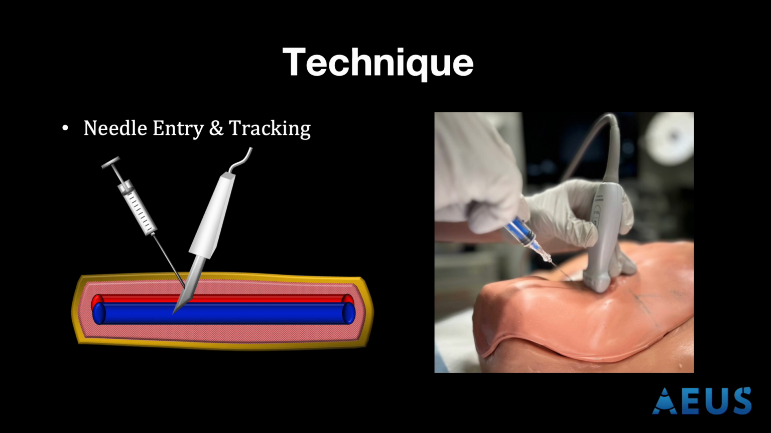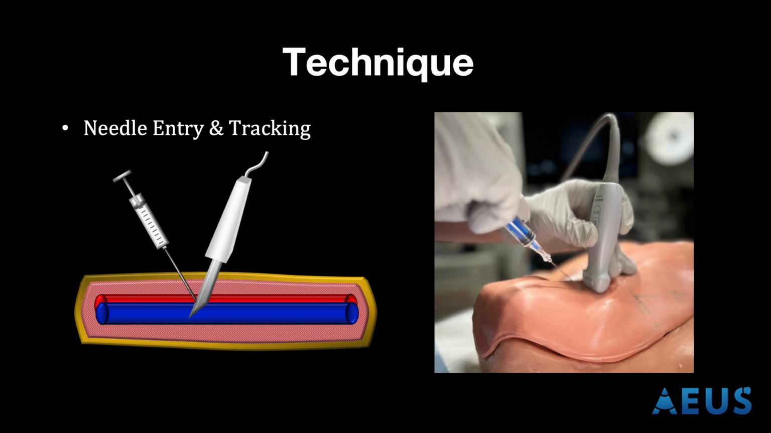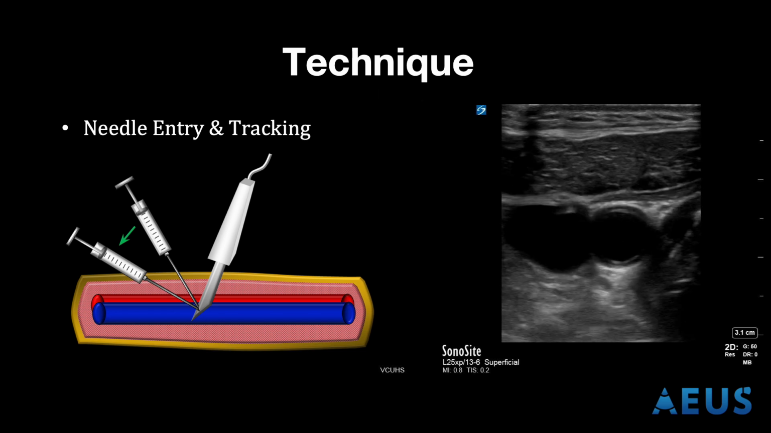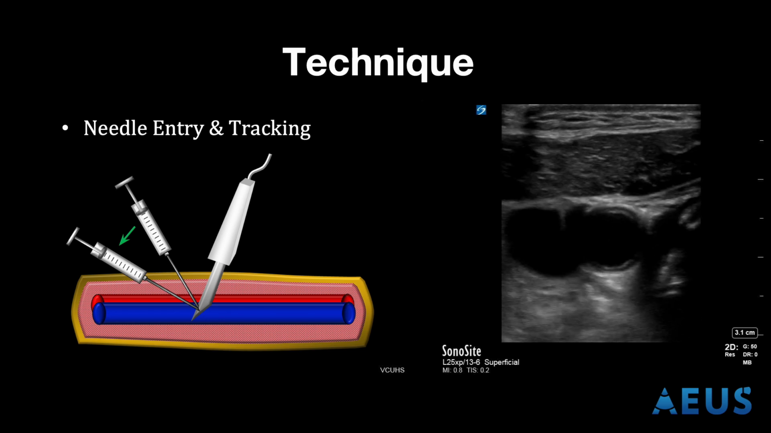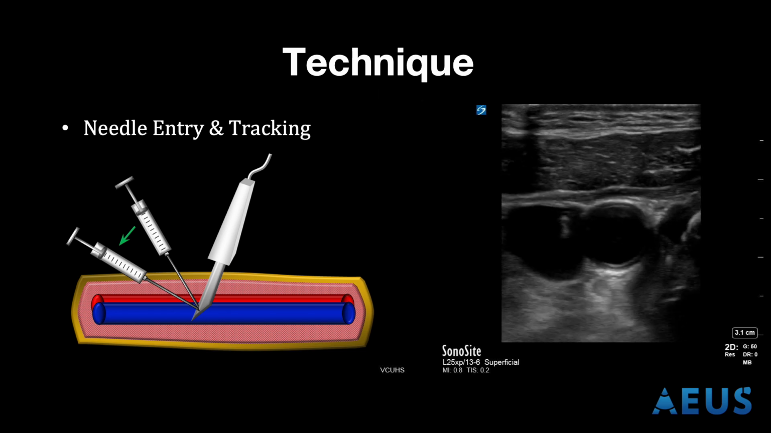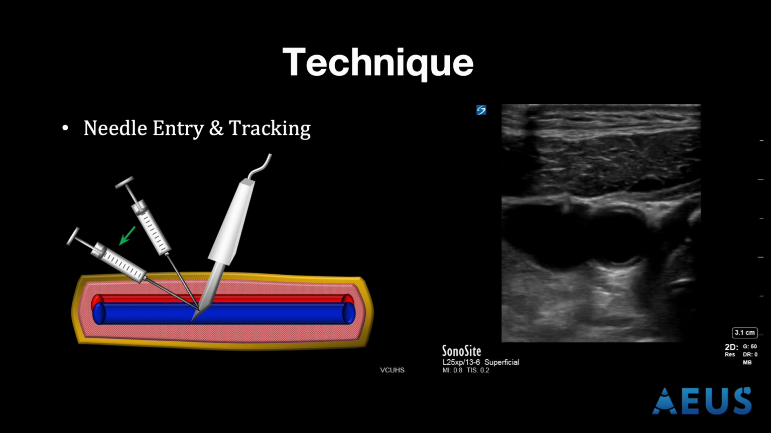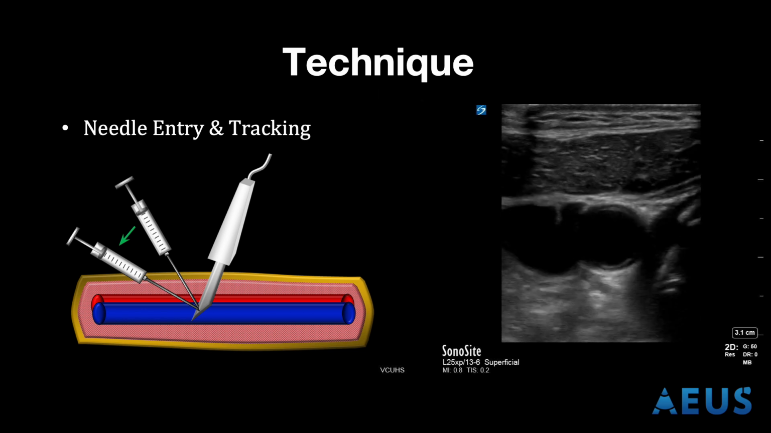There are two ways to advance the needle. Number one, you can advance the needle and the probe together so that your needle tip always remains in view. Or you can do a stepwise approach where you advance your ultrasound, then advance your needle into the beam. Once you have placed the needle successfully in the center of the vessel, as shown on your ultrasound, you can lower the angle of your needle and aspirate, ensuring that that movement does not dislodge the needle from the vessel.